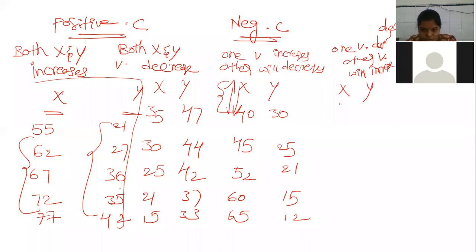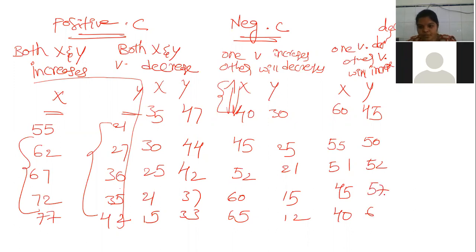Just make it down two columns, 60, 55, 51, 45 and 40. And here 45, 50, 52, 57 and 62. So how will the values be here? The x variable values are decreasing, but the y variable values are increasing. That's why one variable is decreasing while the other variable is increasing. So this is the positive and negative correlation, and how the movement of variables, as we observed here very clearly by seeing these values. Okay, just note it down.